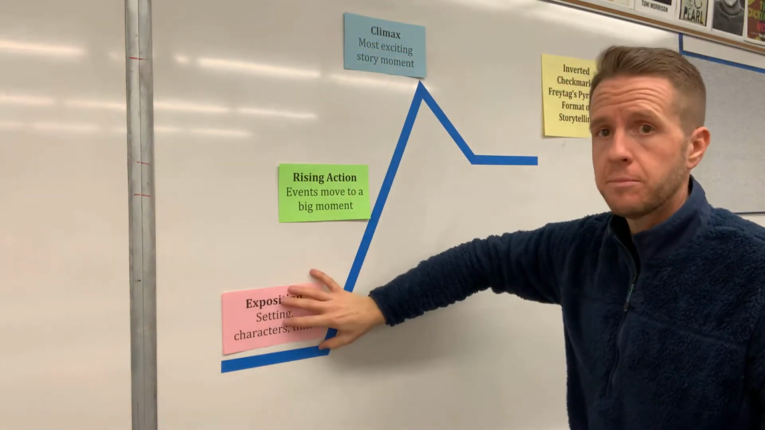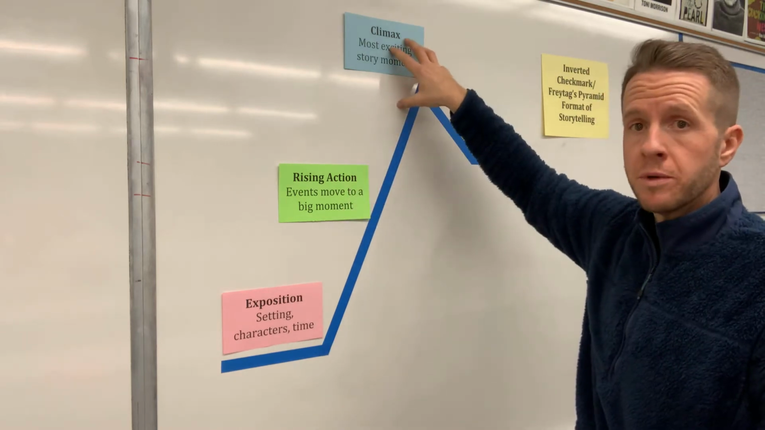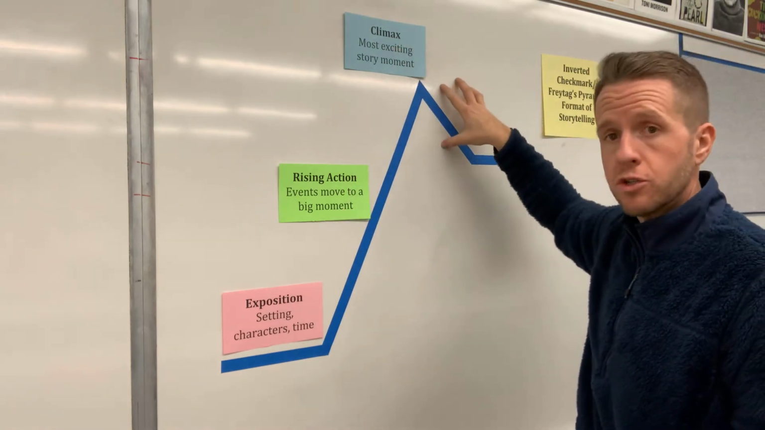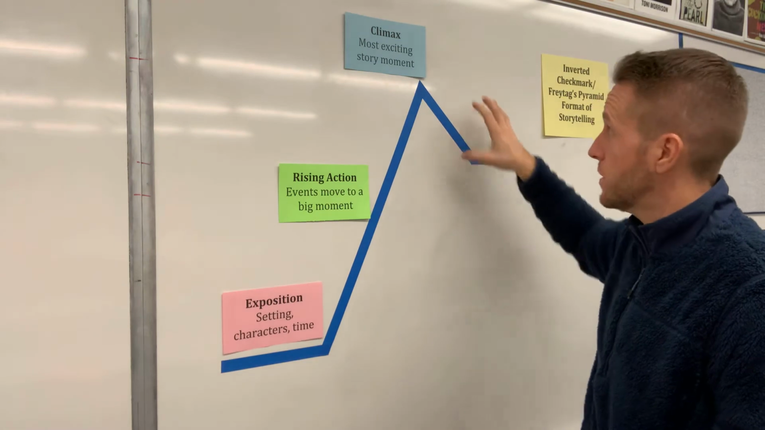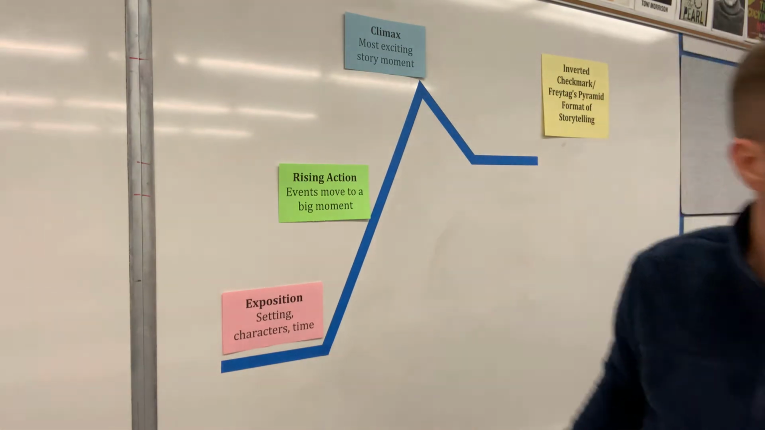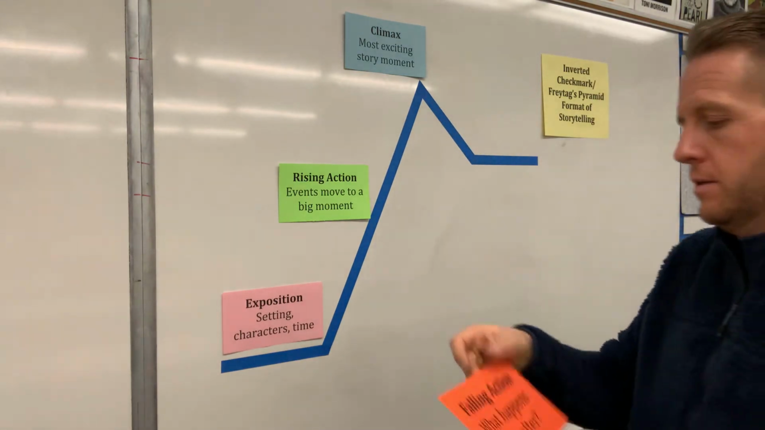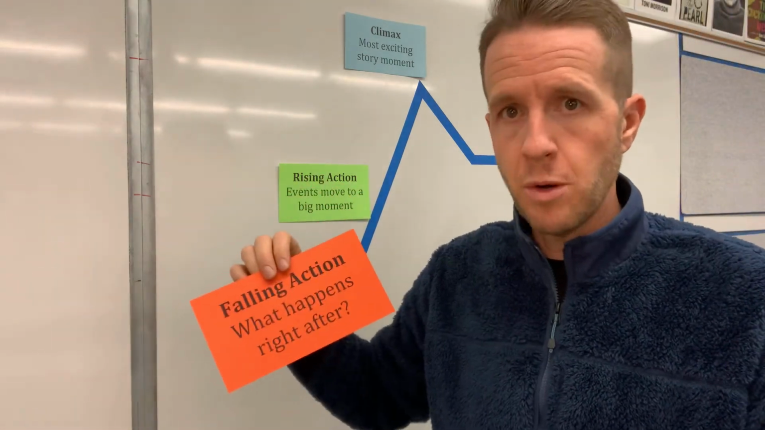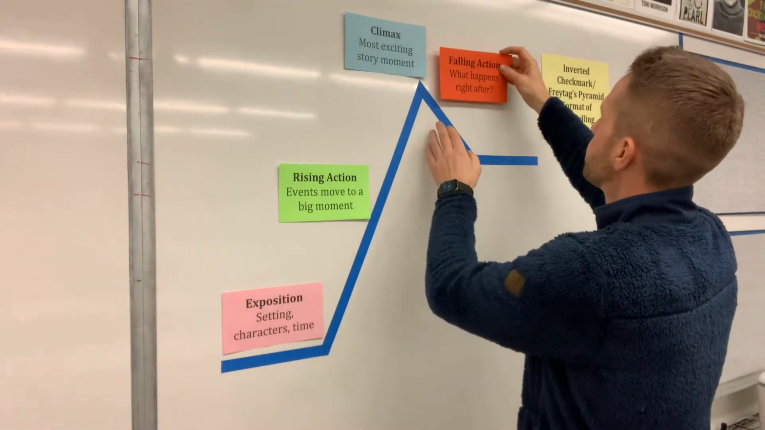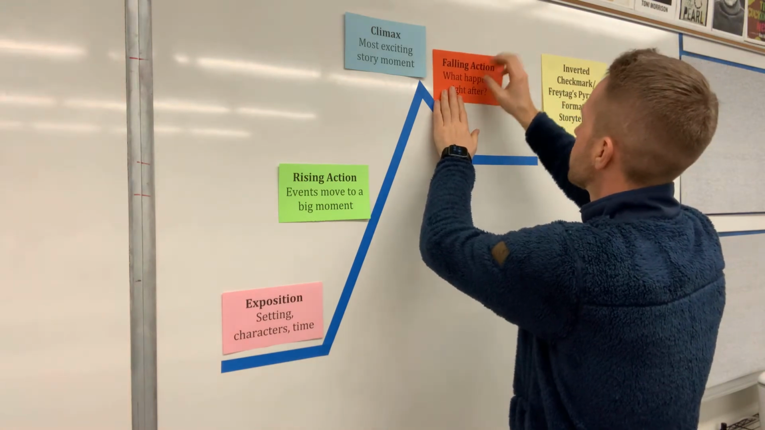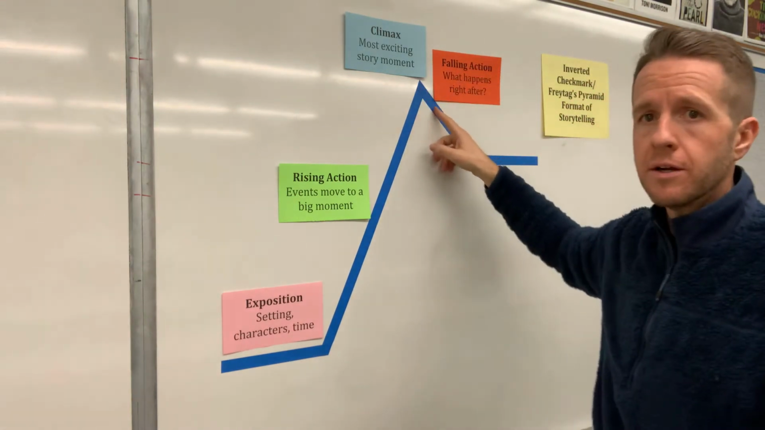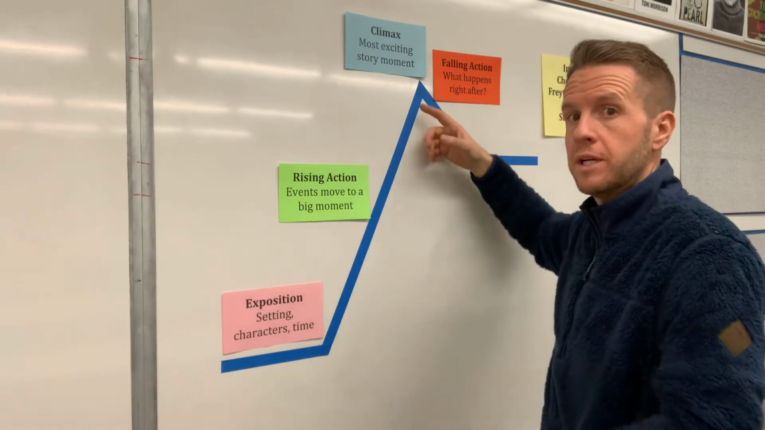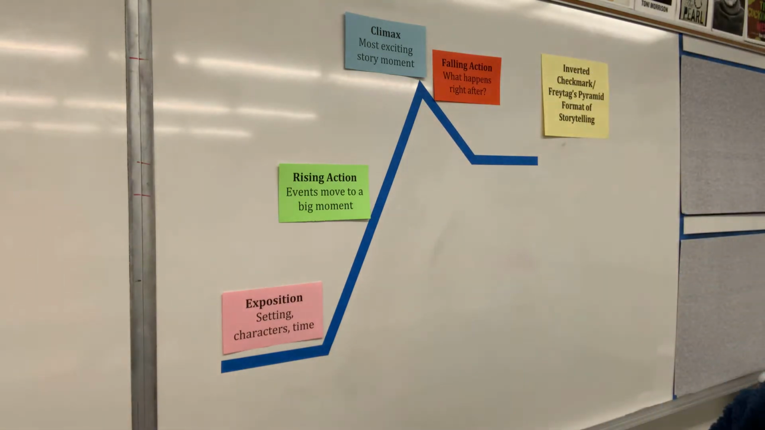So we have setup, rising action, big moment in the story. After that, we have a short section and then another short section. The immediate short section following the climax of the story is the falling action section. And that's just basically what happens right after the big moment, okay? And this would be here. So the action's already built to a big moment in the story, and now it's falling.